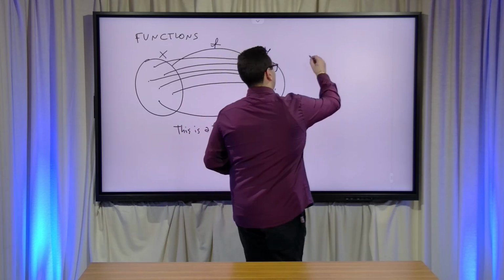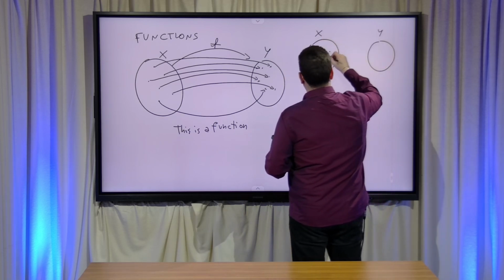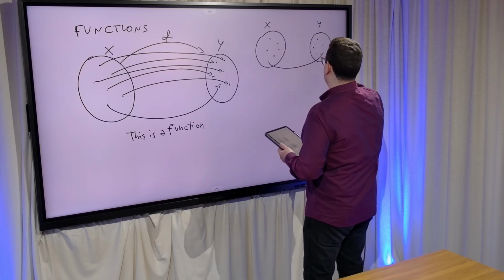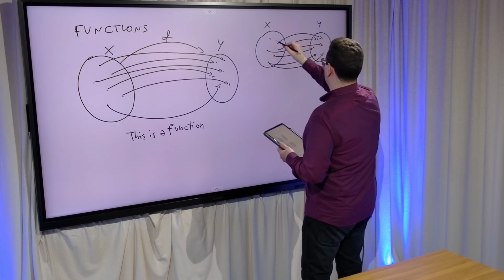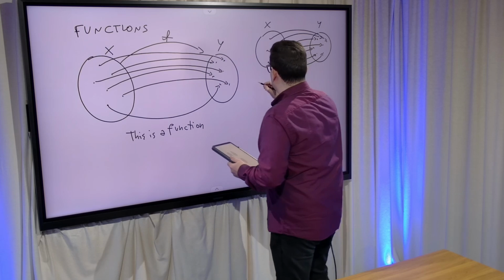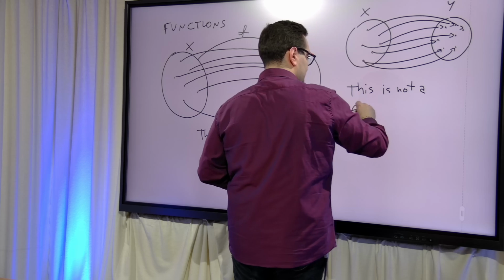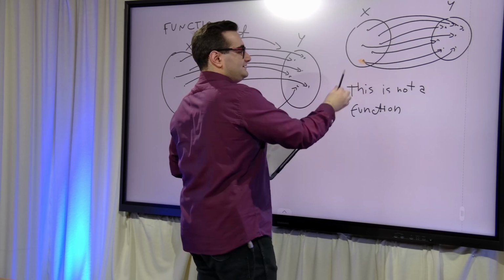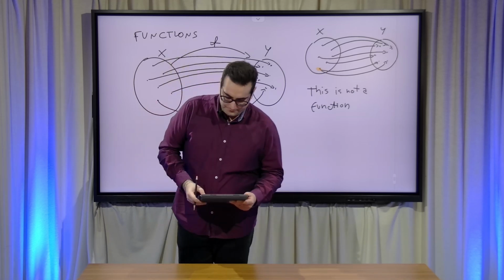If I consider other two sets, let's call them again x and y, but this time I will do this thing. This is not a function anymore because this element is assigned to two elements of y. So this is not a function anymore.